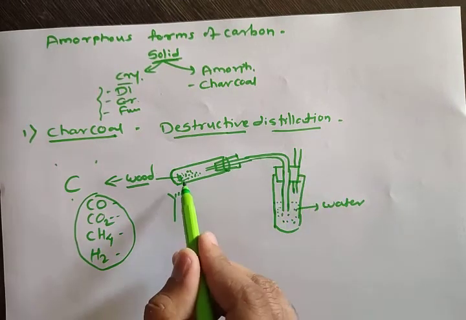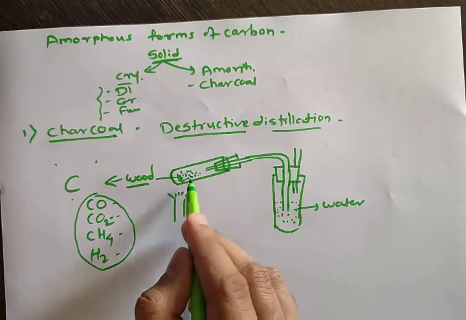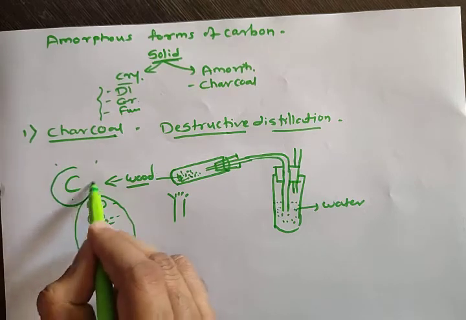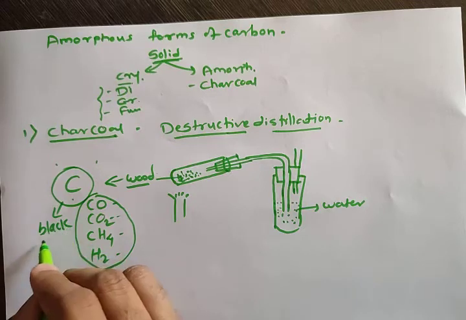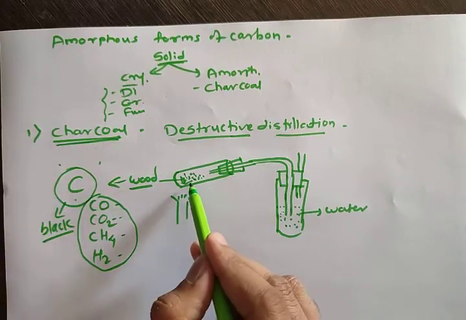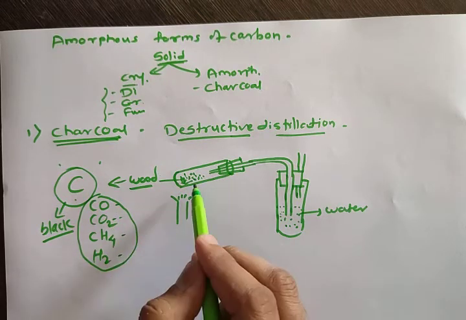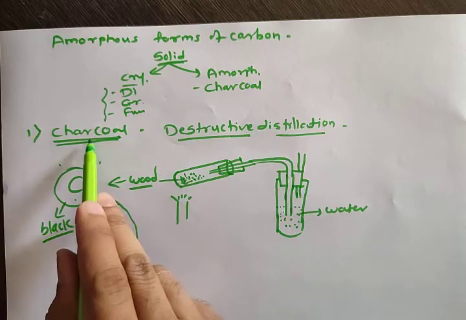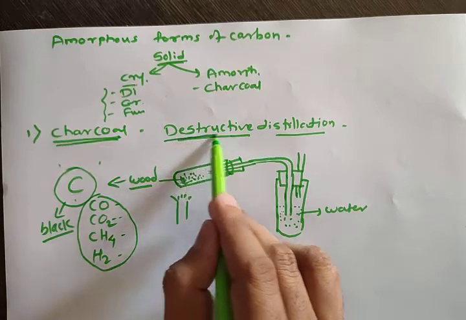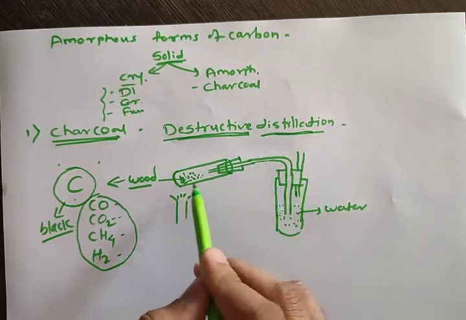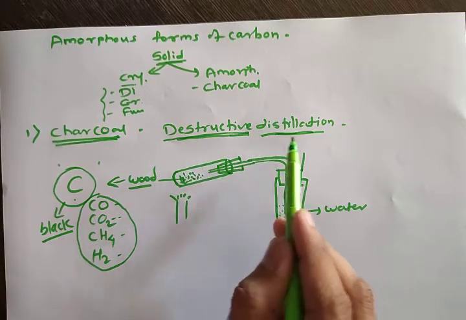Now when these gases escape, what remains here? Only carbon remains, and that carbon is black in color, and we call it charcoal. Whatever black color carbon is left in this test tube after these gases escape, the remaining substance is called charcoal. So this complete process is known as destructive distillation, because we have destructed this wood.